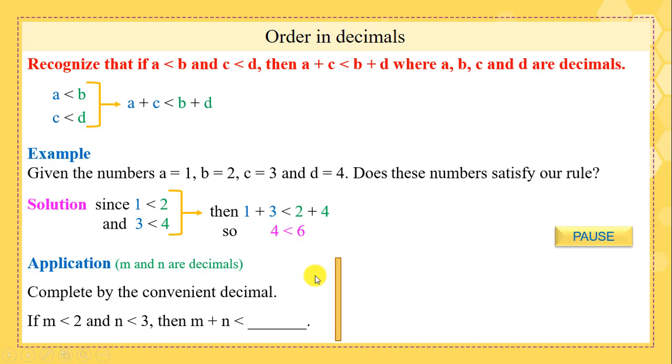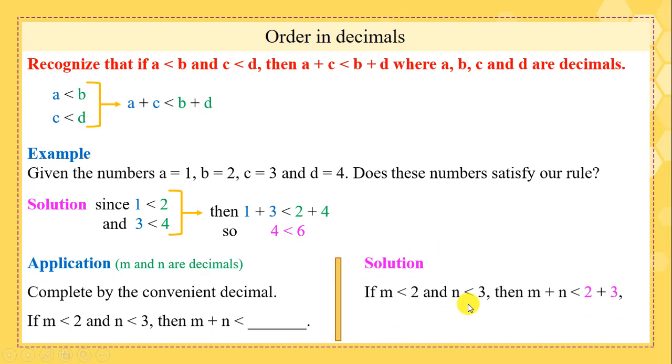Here we have an application about this objective. Please pause this video and try to solve this application. Solution. If m less than 2 and n less than 3, we add the first two terms, m plus n, and we also add the second two terms, 2 plus 3. The sign of comparison is less than, so m plus n less than 2 plus 3, so m plus n less than 5.